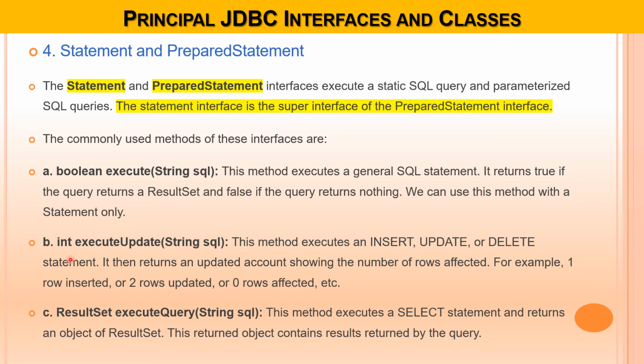The next is int executeUpdate. This method executes an insert, update or delete statement. It returns an update count showing the number of rows affected. For example, one row inserted, or two rows inserted, or zero rows affected. The executeUpdate method will execute insert, update and delete statements.